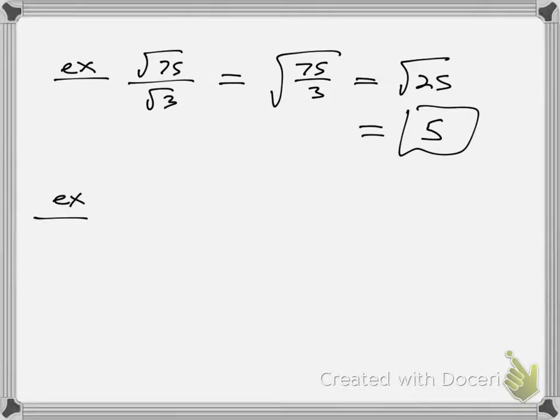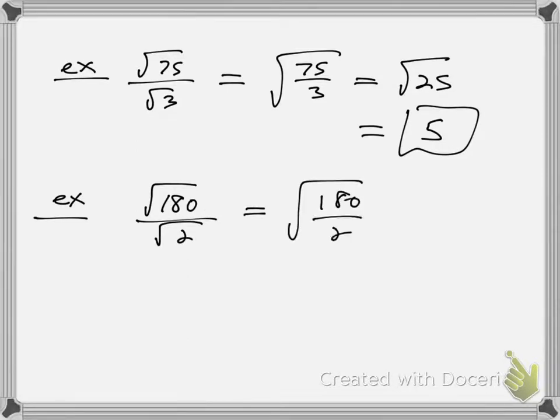I could also do something like the square root of 180 divided by 2 square root of 2. That'd be square root of 180 over 2 in one square root, which is the square root of 90. Now that's not done being broken down, because I can think of a couple factors of 90, one of which is a perfect square, 9 and 10. And the reason I want that perfect square is because that's going to allow me to break this down more.